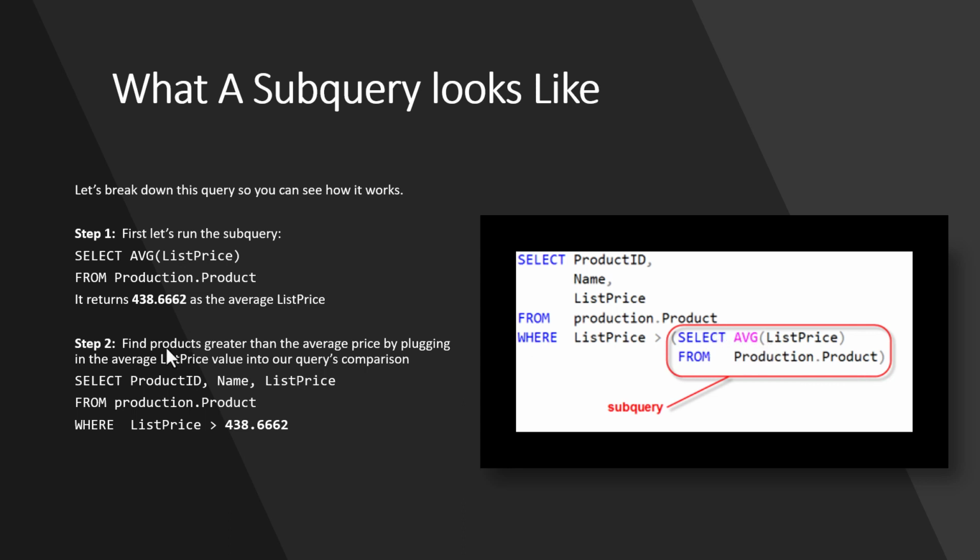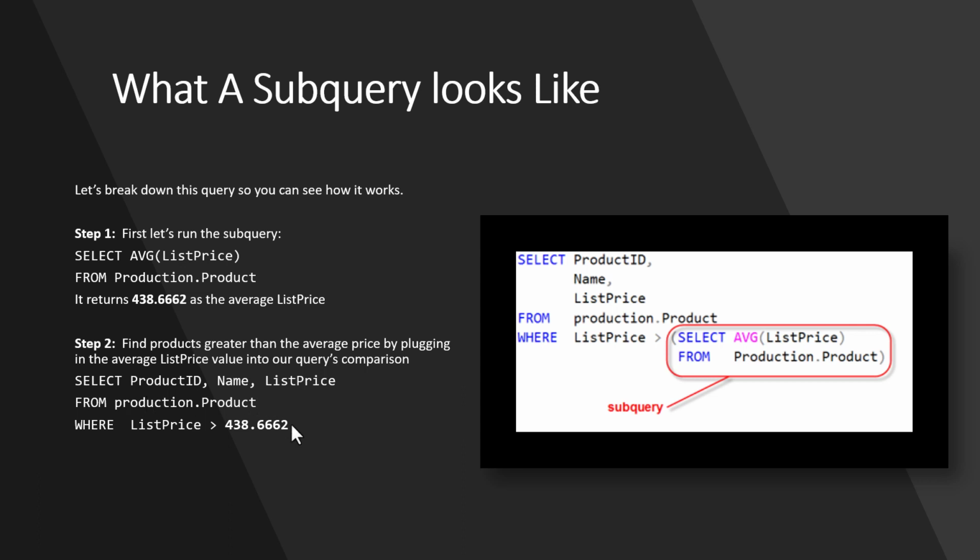And then from then on, it's going to go, all right, well, let's find all products where their price is greater than 438.6662. And if that passes and it's true, then we're going to include it in the result. So that's how the subquery works. Now, I very well could have myself personally gone out and run this query and said, hey, let's get the average list price, and, check it out, it's 438.662, and then I could have typed out my own query just like I have here in step 2 and got the same result.